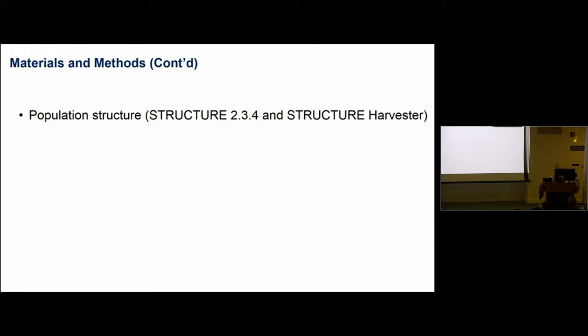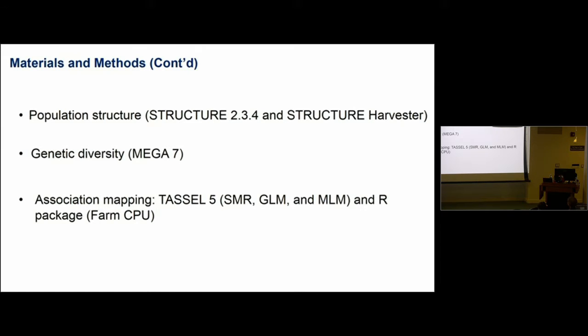And the population structure was inferred using the software and the delta K. It means how many subpopulations we have in the panel, which was captured using Structure Harvester. And the phylogenetic diversity tree was drawn using MEGA7. And with respect to the association mapping, I have used 4 models, 3 from Tassel, and 1 using an R package.